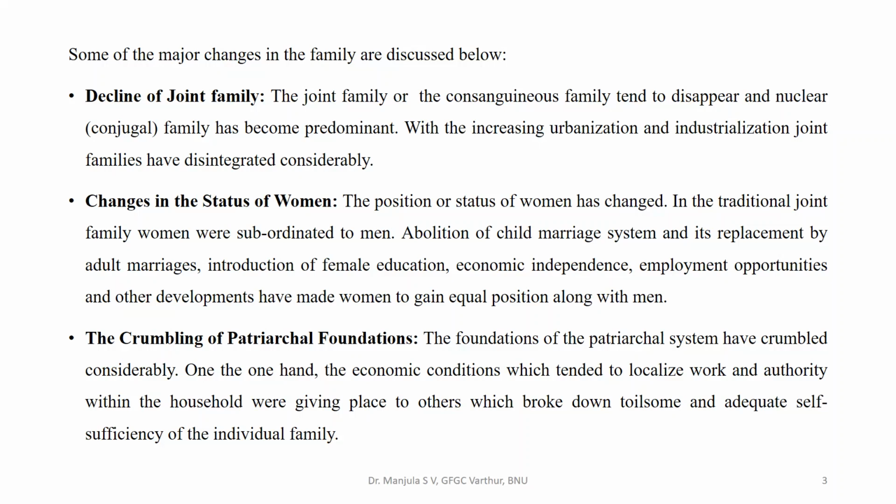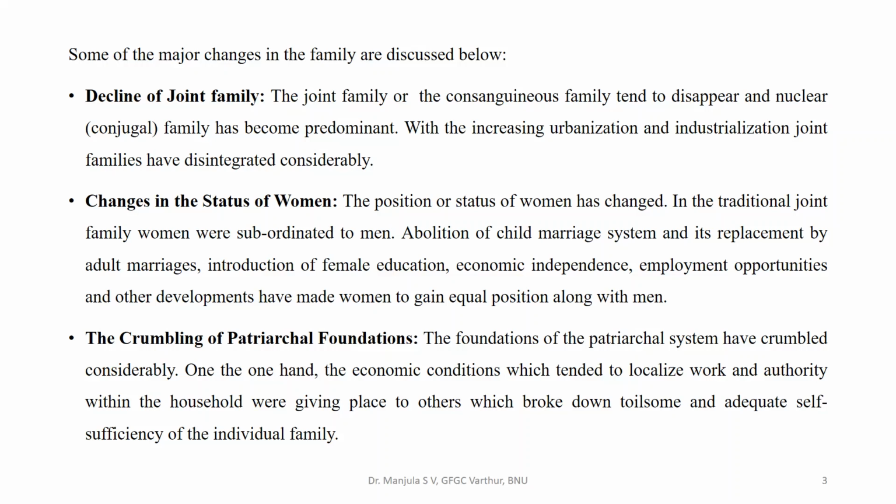Next, changes in the status of women. The position or status of women has changed. In the traditional joint family, women were subordinated to men. Abolition of the child marriage system and its replacement by adult marriages, introduction of female education, economic independence, female jobs, employment opportunities and other developments have helped women gain an equal position along with men. She has been equally given independence for her education, employment opportunities, economic independence, to take decisions about marriage, etc.